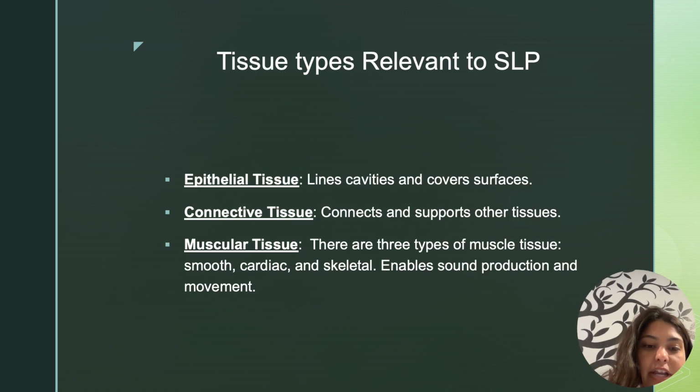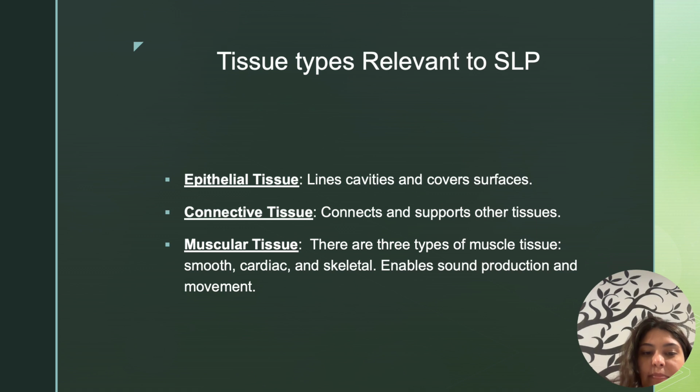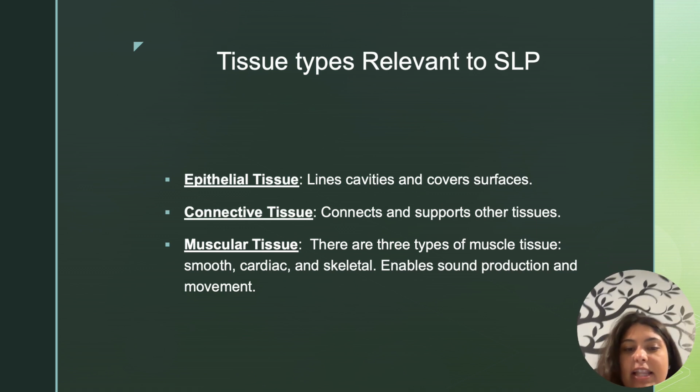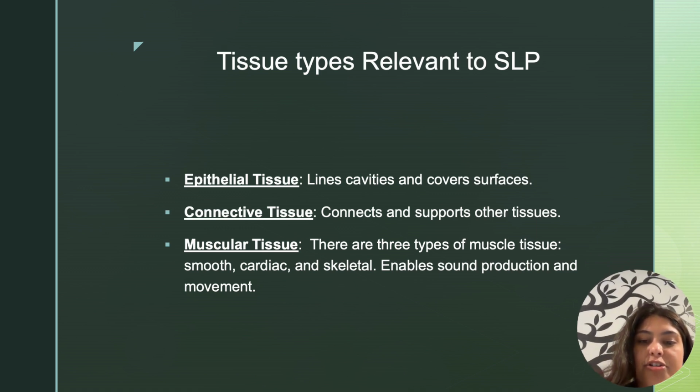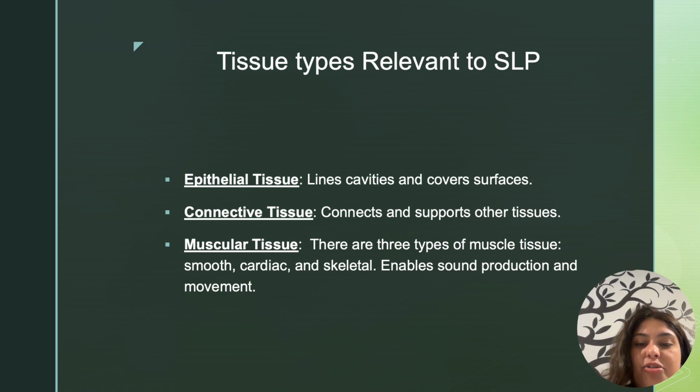Okay, so in speech and hearing, we rely on different tissue types. Epithelial tissue protects and lines the respiratory and vocal structures. Connective tissue provides support. Muscular tissue helps us move structures like the tongue and vocal cords. So all of these working together plays a huge part in how one is able to speak and hear.